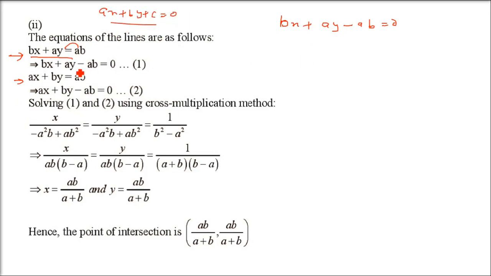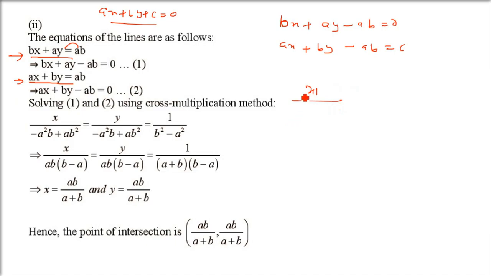So we have to write it in the form of ax plus by plus c. Now ax plus by equals ab. How are we going to write this? Minus ab on the left hand side, so ax plus by minus ab. Now the same formula we are going to apply here. So I'm going to write it directly.